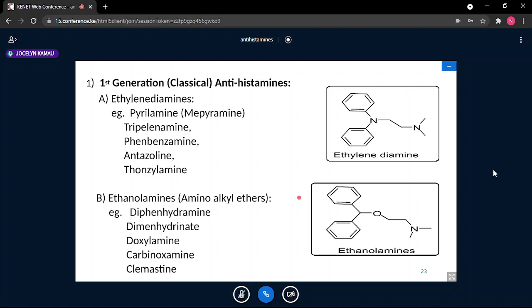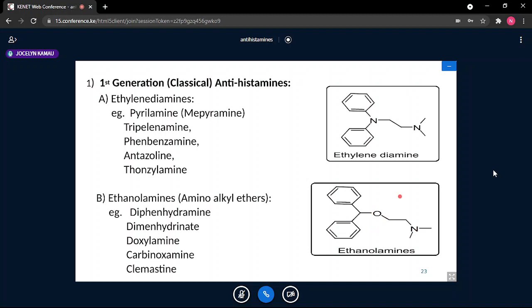When we look at these different classes, we see that the connecting atom can change. It can be a carbon, it can be a nitrogen, or it can be a carbon oxygen. So for the first class, where the connecting atom is nitrogen, we are talking about ethylene diamines. Then you have the second category, the ethanolamines, or what we call the aminoalkyl ethers. That is where they derive their name.